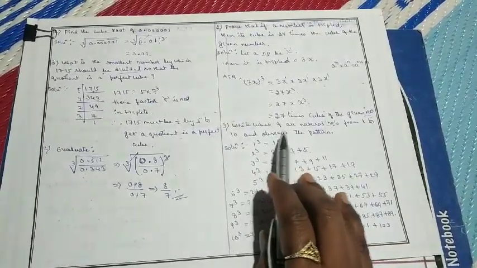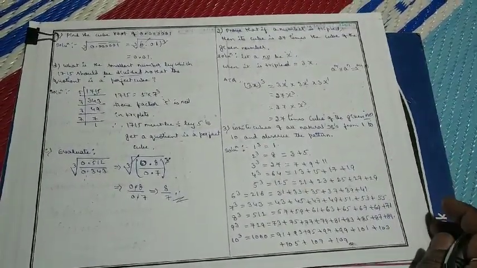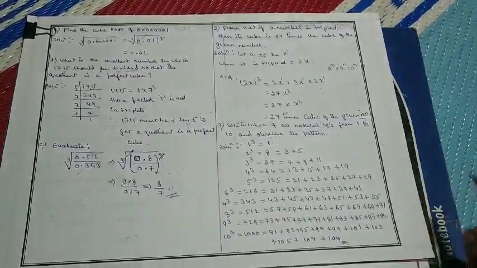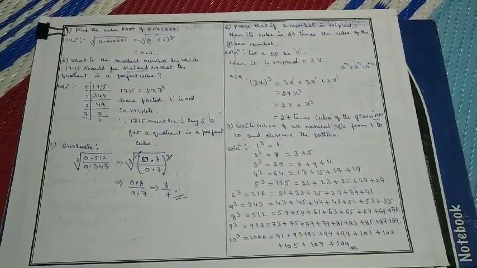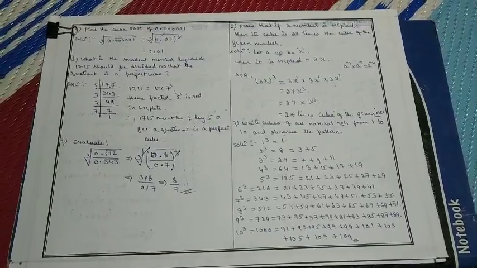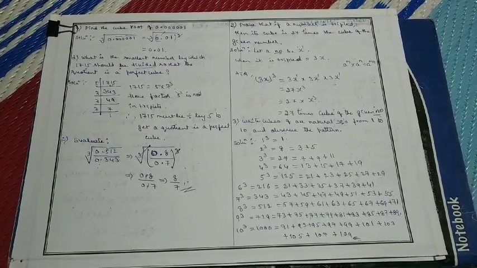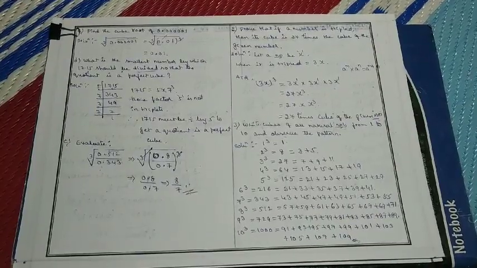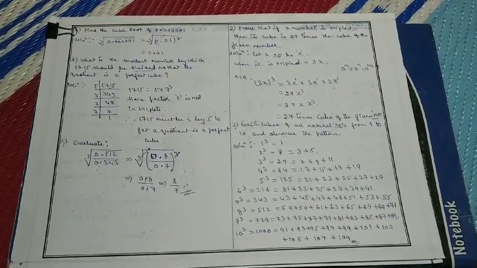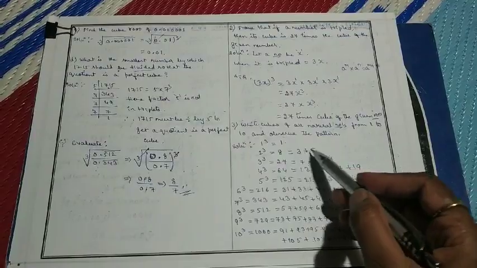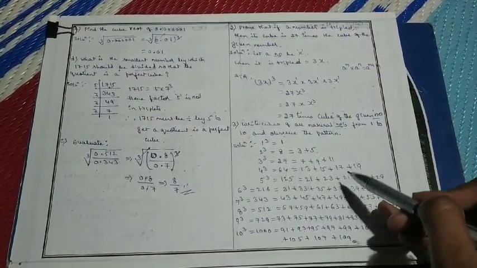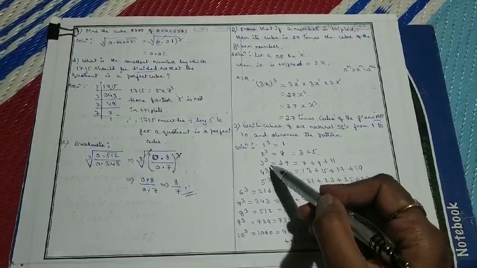Write cubes of all natural numbers from 1 to 10 and observe the pattern. So the pattern observed is the sum of odd numbers. Whereas in the square numbers, children, we used to add the odd numbers starting from the beginning of the natural odd numbers. Clear? Whereas here, children, we leave out the odd numbers, and from there the next odd numbers are carried on in the addition to obtain their cube numbers.